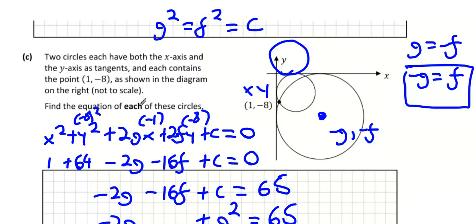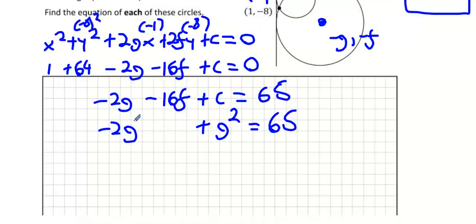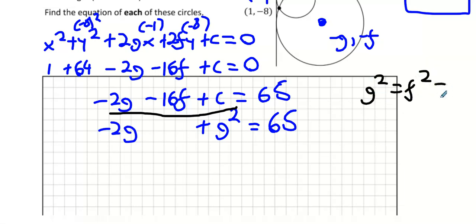So what happened was we subbed in the point 1, minus 8 into the formula x squared plus y squared plus 2gx plus 2fy plus c equals 0. We subbed it in, and we got an equation with 3 different letters. We had G, F, and C. Everybody see that? Now, what we said earlier was that when both sides are tangents, it's G squared equals F squared equals C. We quickly replaced the C with G squared.